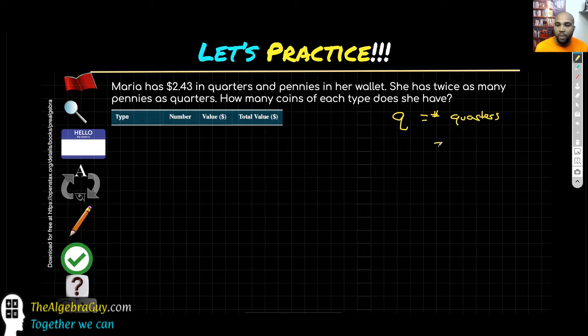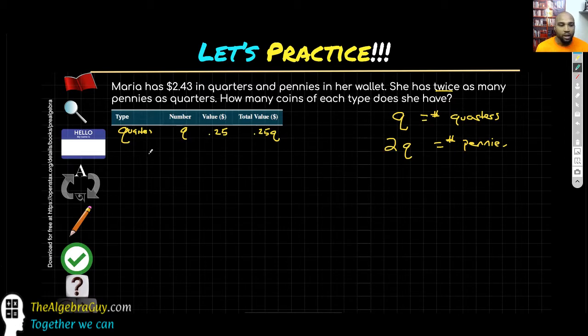And for the number of pennies, it says twice as many. So 2 times the quarters. So here we are with Q for quarters, I'm just going to abbreviate for time's sake. How many do we have? The number is going to be Q. We don't know how many. We're looking for that. What's the value? That's 0.25. What's the total? It's 0.25Q, because the number of quarters times the value is the total value.